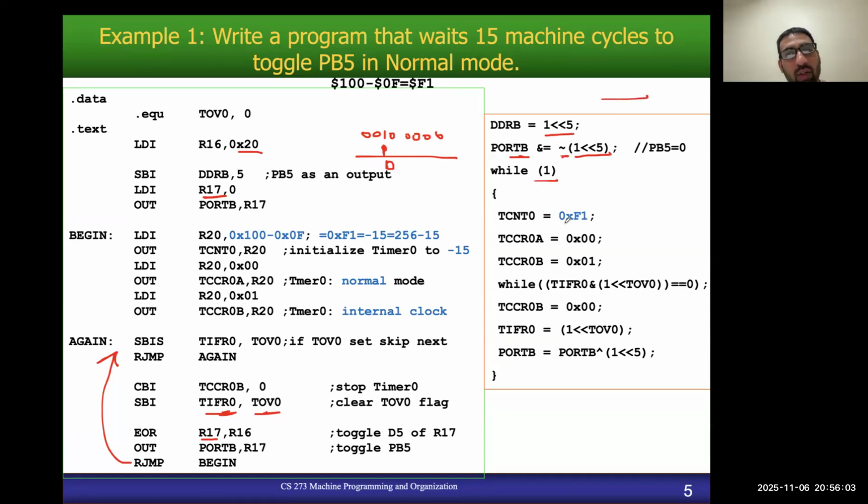And then you are entering an infinite loop. You are putting the initial value in the register, and then you are putting the value in the two control registers A and B, which we have already seen. And then you are continuously monitoring the value of the overflow flag, right? So here basically you are saying, shift one, 0 times to the left, and then AND it with the value of the TIFR0 register. So if the bit at the zeroth position in the TIFR0 register is zero, then the output will be equal to zero, right?